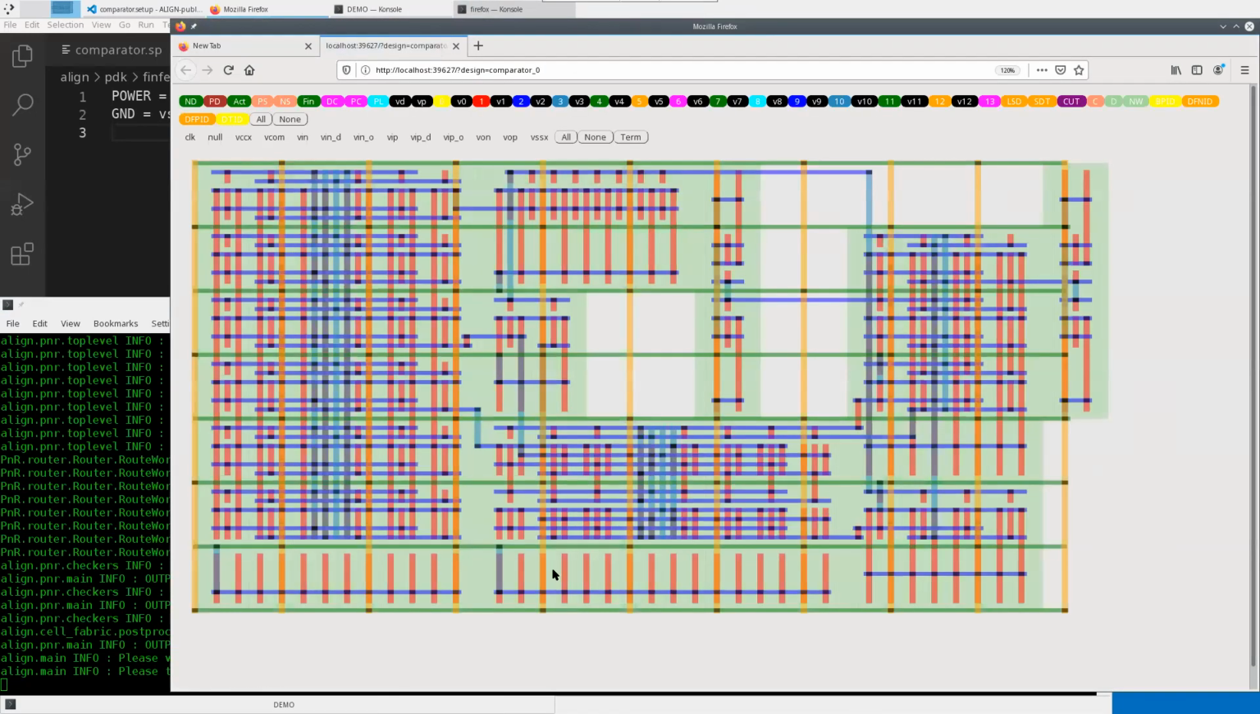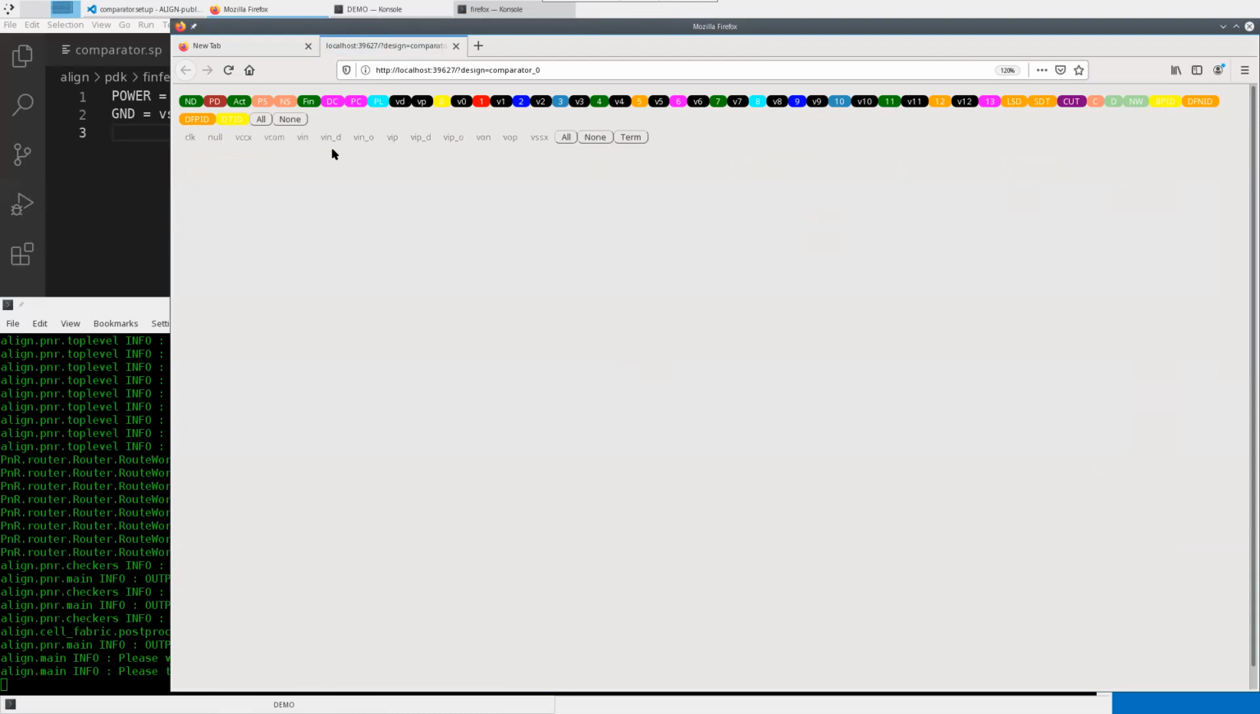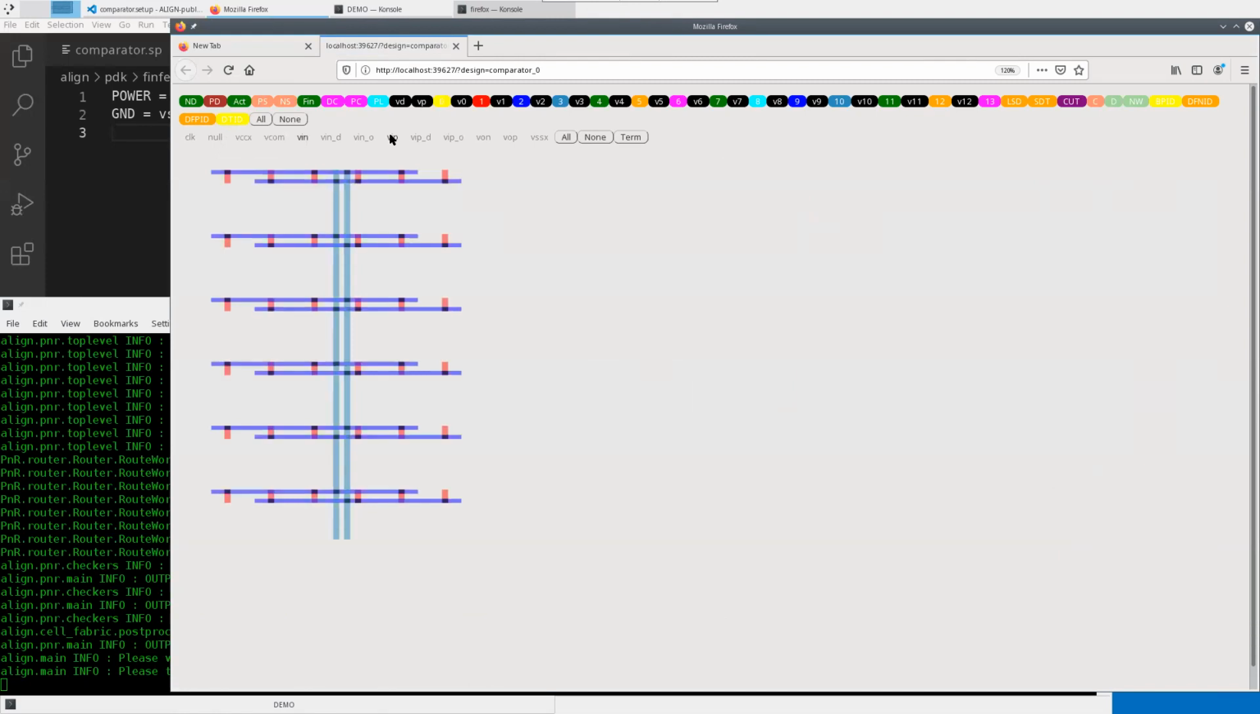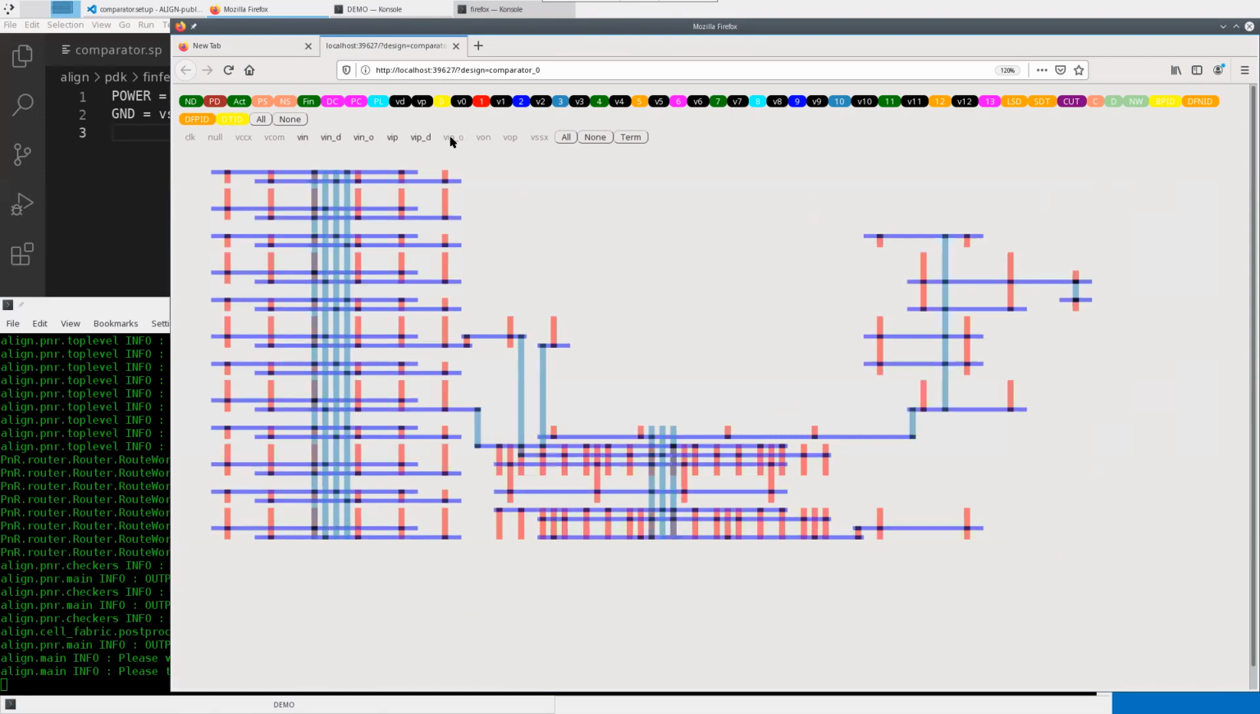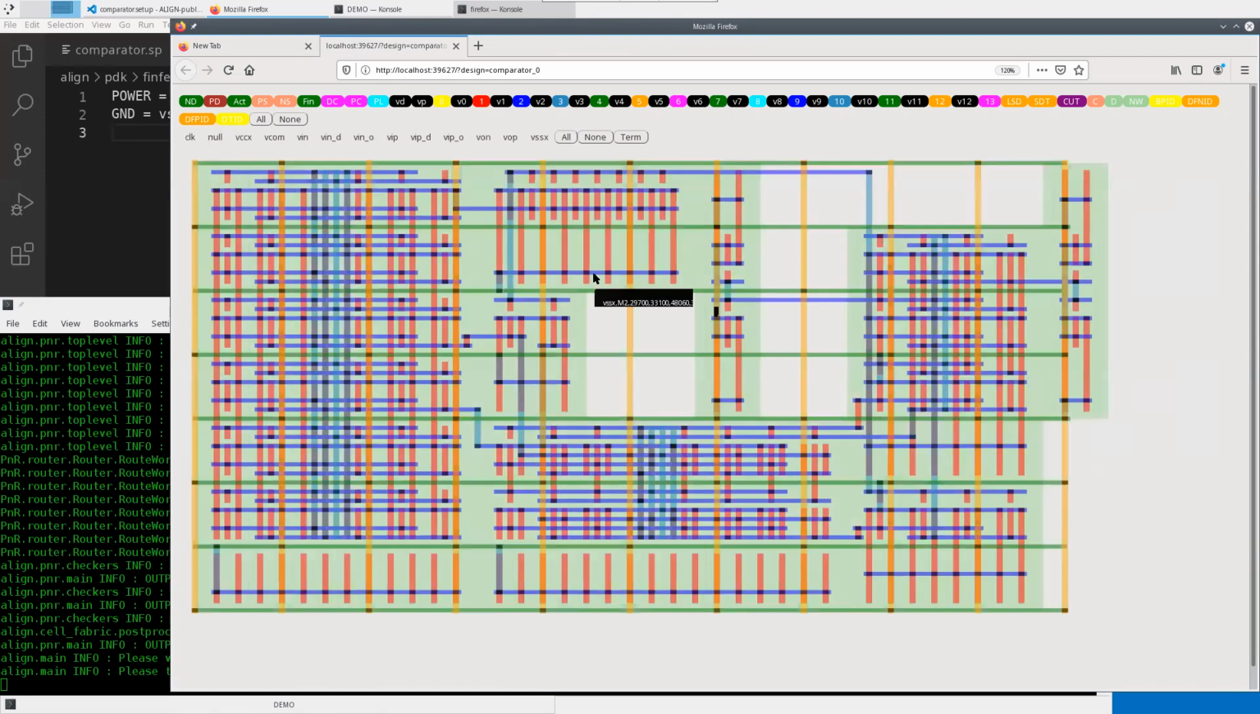There you go. Okay, so this is basically the layout generated right now, which we also saw on the PowerPoint slide. If you look at this at a high level, what happened? ALIGN did detect these matching-sensitive pairs and then interleaved them. So here we are seeing the differential pair and then the cross-coupled devices and so forth. And it generated this layout by trying to minimize the area and minimize the estimated wire length.